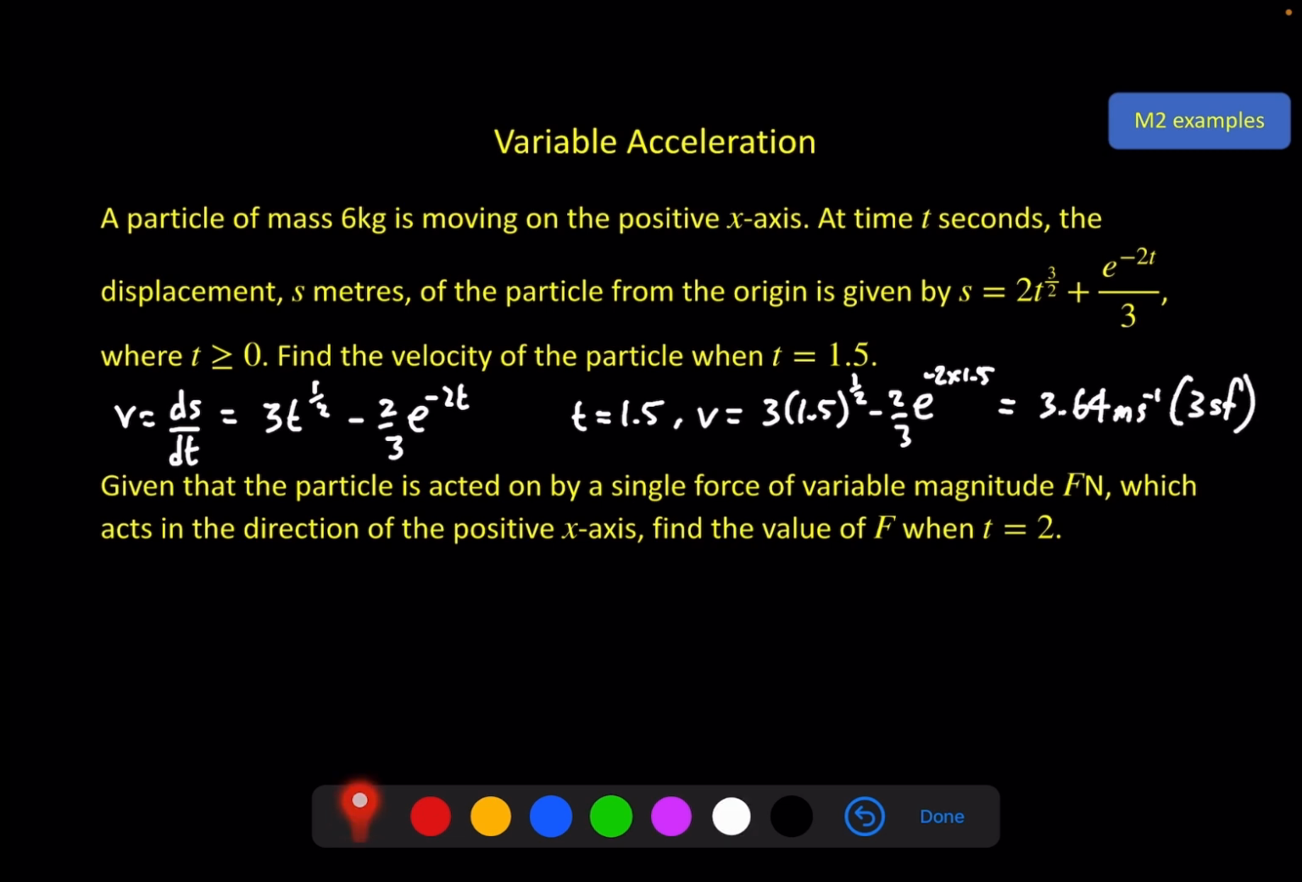Given that the particle is acted on by a single force of variable magnitude F newtons, which acts in the direction of the positive x-axis, find the value of F when t equals 2.